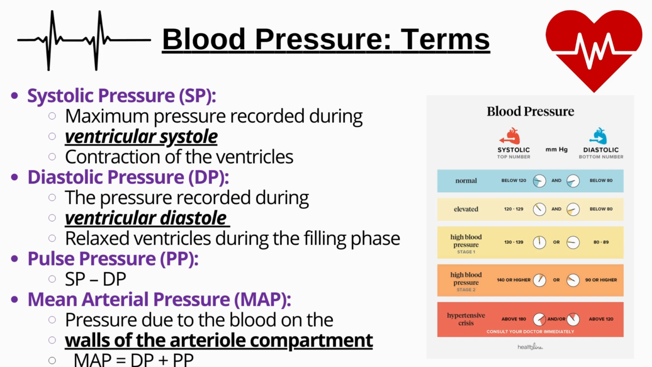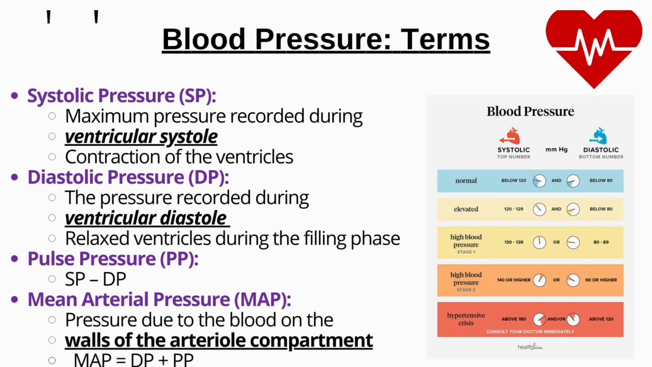Mean arterial pressure, MAP. The last term is mean arterial pressure, MAP. This is an important term because it's an indicator of the average pressure in your arteries over time. It's calculated by taking diastolic pressure plus 1/3 of the pulse pressure. In our example, the MAP would be 93 millimeters of mercury, 80 plus 1/3 of 40.